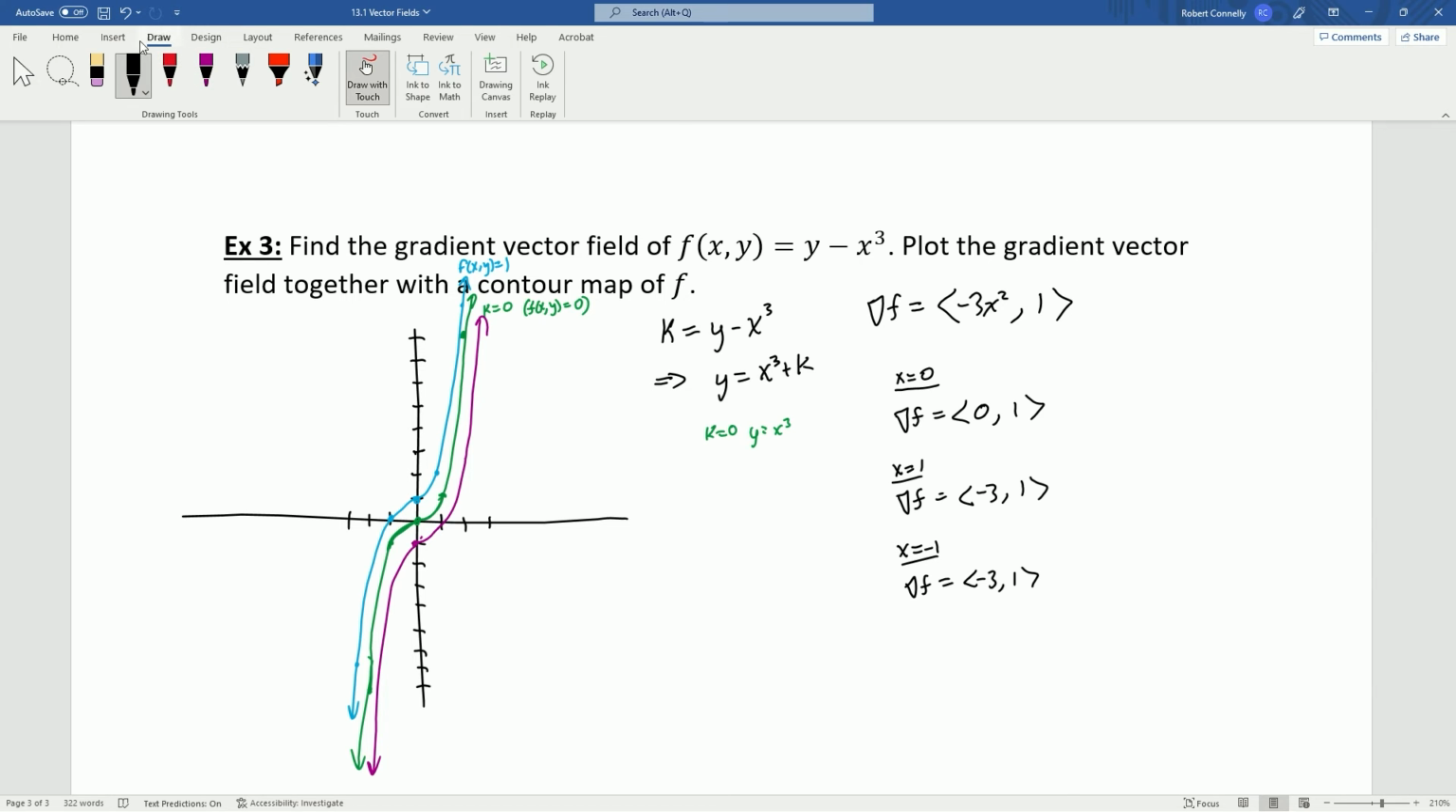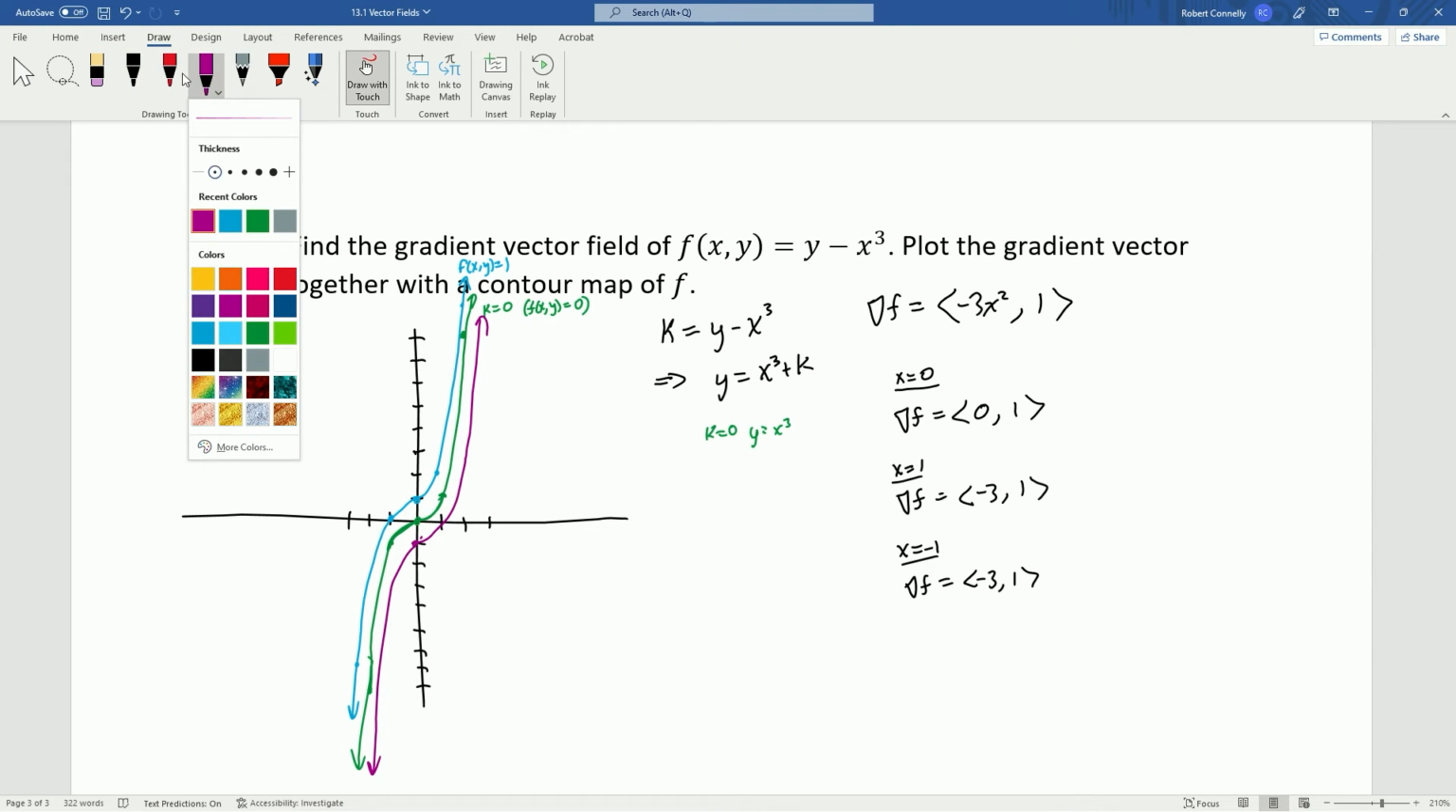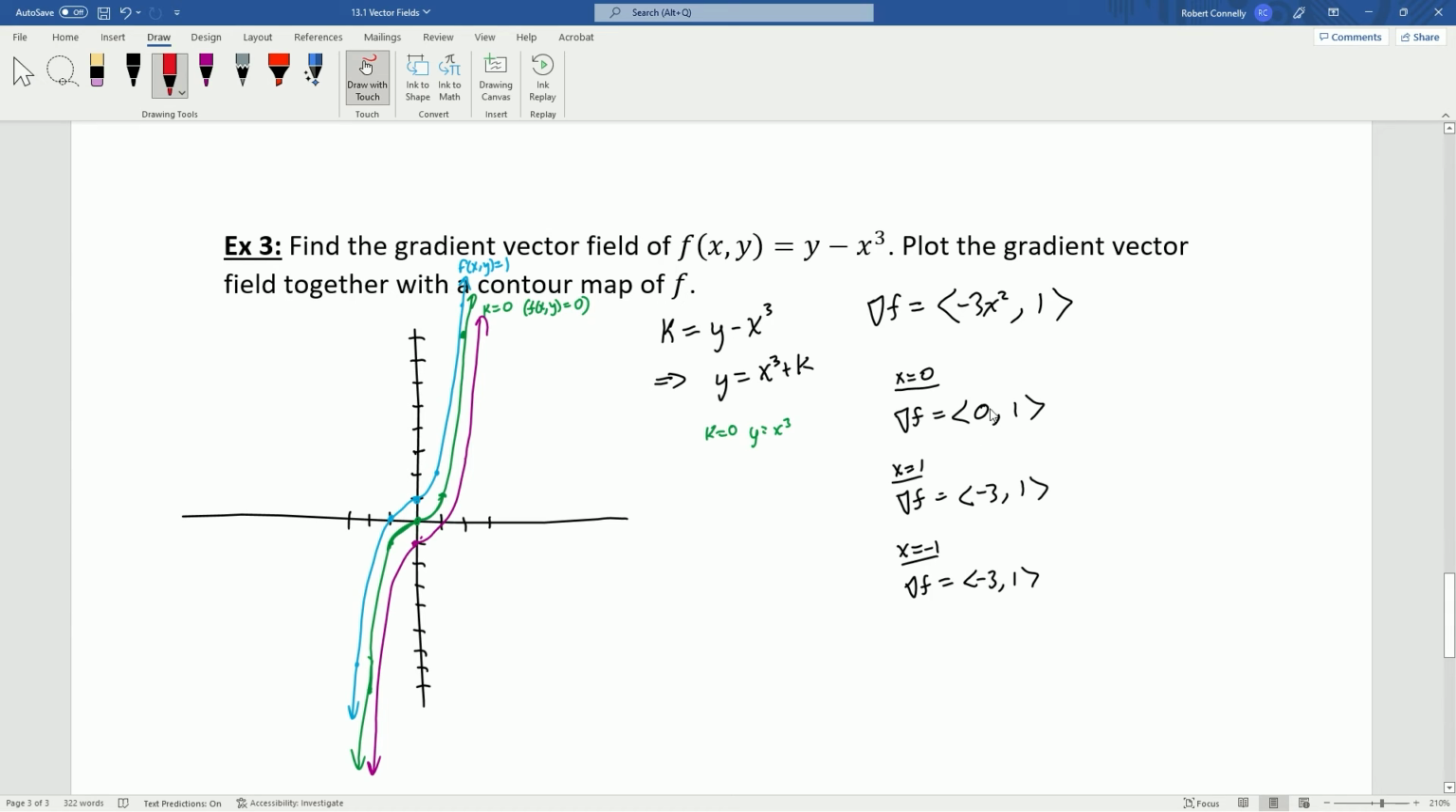Okay, so let's try to graph some of these. We'll graph these ones in red, I think. All right, so what this means is whenever x is 0, the gradient is 0, 1. So at all of these points on the level curves, this gradient field is pointing straight up. And whenever x is equal to 1, we get negative 3, 1. So I'm not going to draw this one perfectly to scale, but I do want to keep the slope correct. So we're going to start here and go 1, 2, 3, up 1. So I'm just going to roughly get that there.